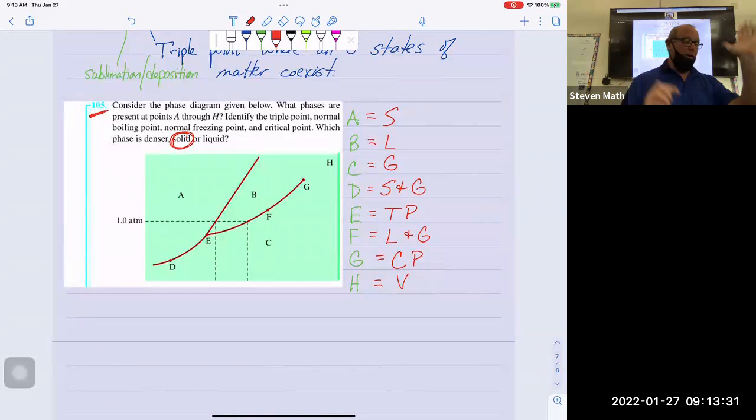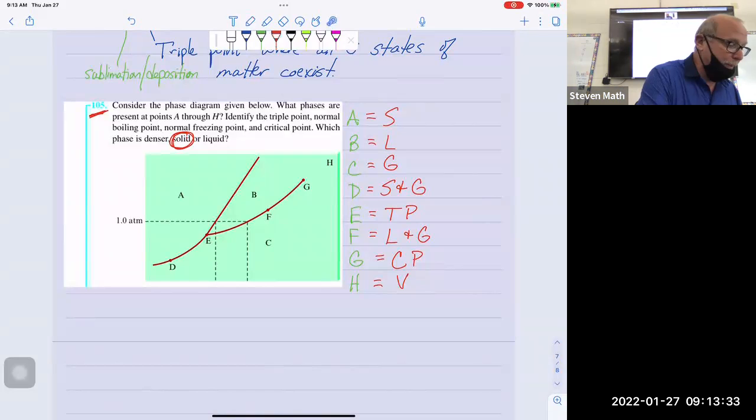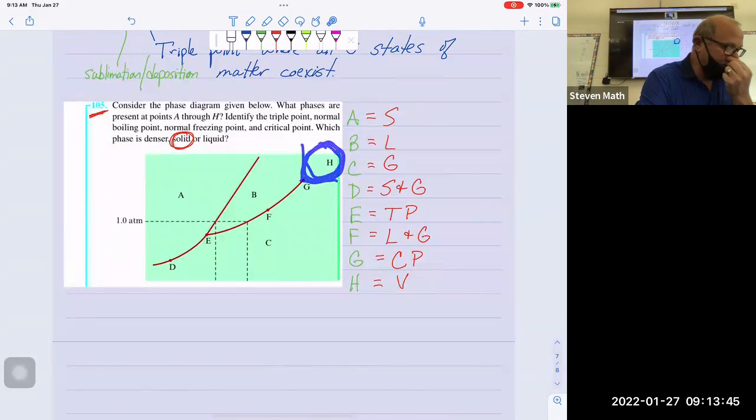H is already past the critical point. So anything past that critical point G, anything out here from that, sorry, I'm drawing it badly. From G up above, there's your vapor only. Nothing you can do to it can make it unvaporized.